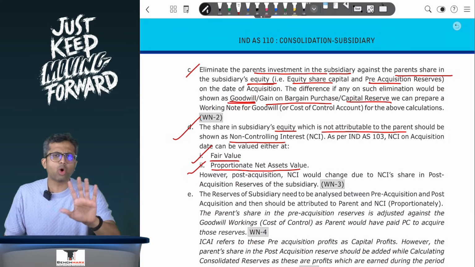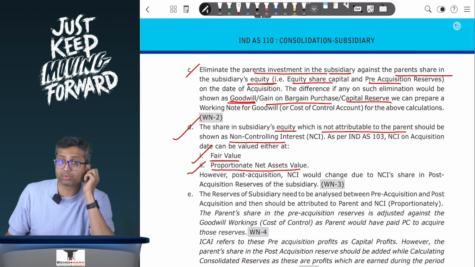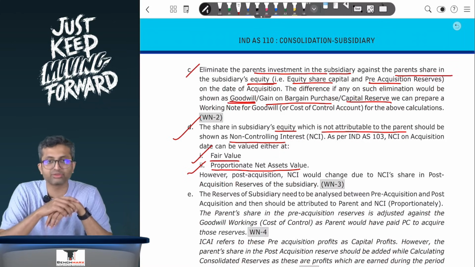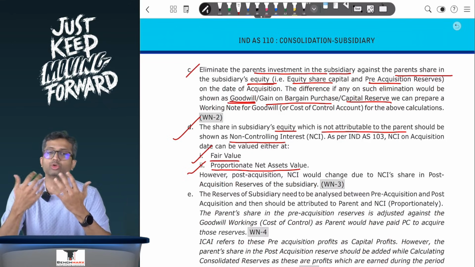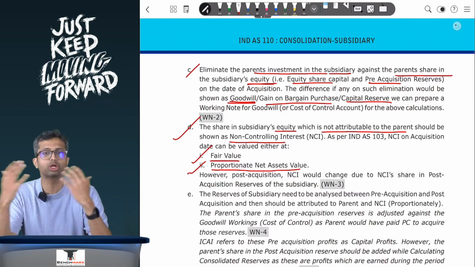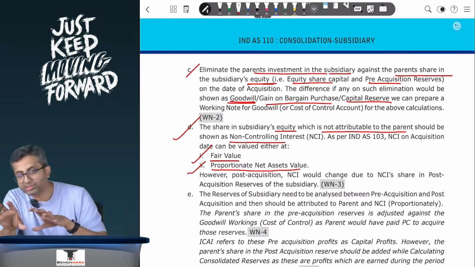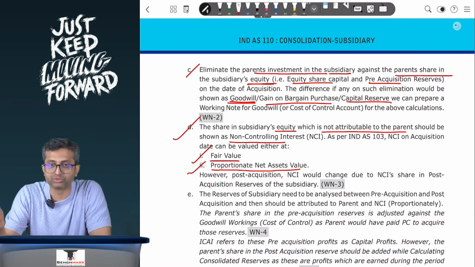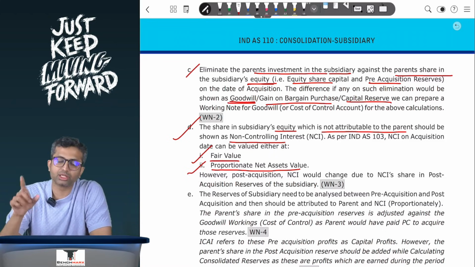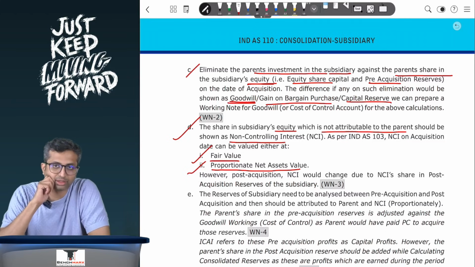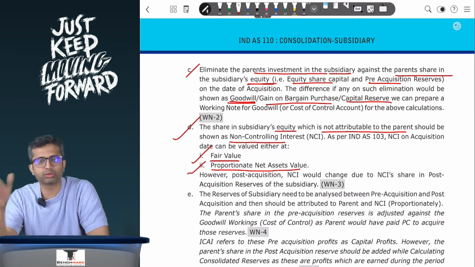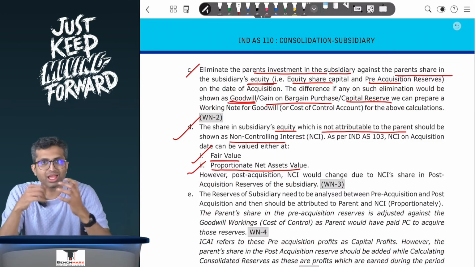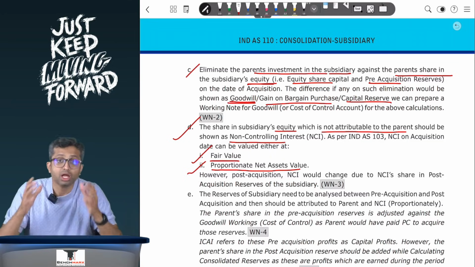Now, all of this is happening on the acquisition date, but the problem is that after the acquisition date as well, the subsidiary continues its separate legal existence, and as a result, the subsidiary will continue to earn some profits. Let us say it earns 100 rupees worth of profits. These 100 rupees are earned after acquisition. Out of this, 70% is still attributable to the parent, and 30% is attributable to the NCI. Now, what will you do with the 70% of the profit? Will I eliminate it or will I consolidate it?